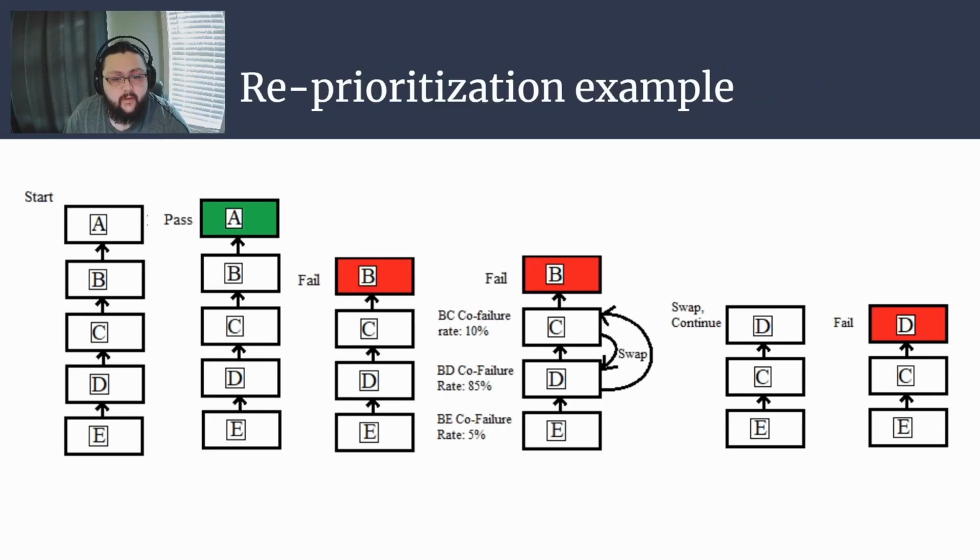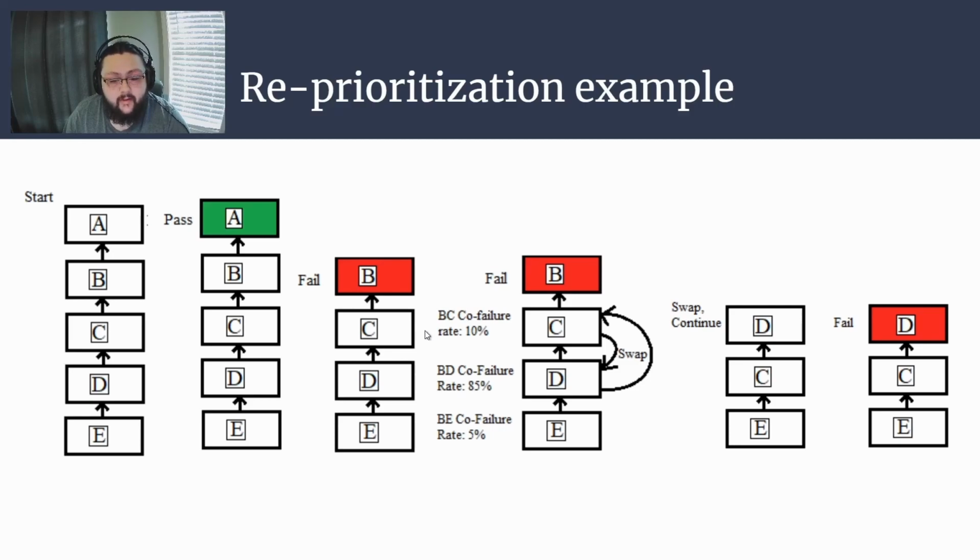Here's a conceptual example of the reprioritization method. You initially start with just your default test case ordering. If the test passes, you do nothing special and you continue. But as soon as the test fails, you immediately find the co-failure rate of every other test, and then prioritize based on descending order of the co-failure rate.